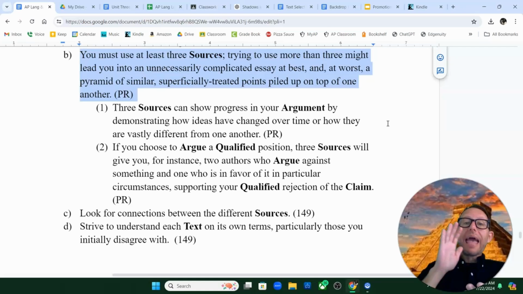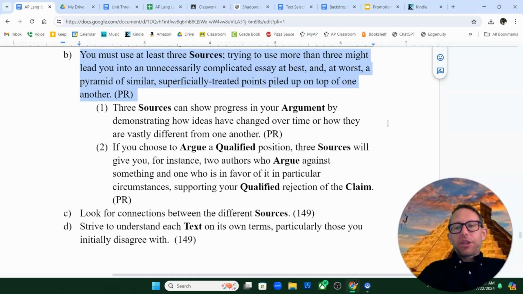And then to start throwing in all those excess resources in this abbreviated time frame is just too much to handle, okay? At worst, trying to use more than 3 sources could create a pyramid of similar superficially treated points piled up on top of one another. To sort of put that into different language, in that case, you're addressing all of these different sources too minimally, and you're just throwing them next to each other again and again, so that really you're not developing any coherent ideas. There's too much evidence, and it's too thinly utilized for it to actually build towards any meaningful notions.